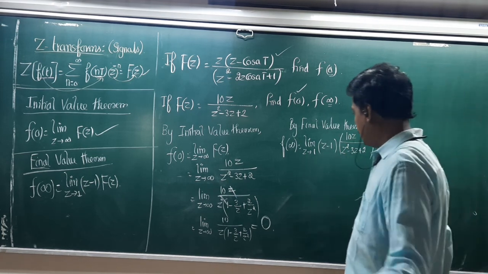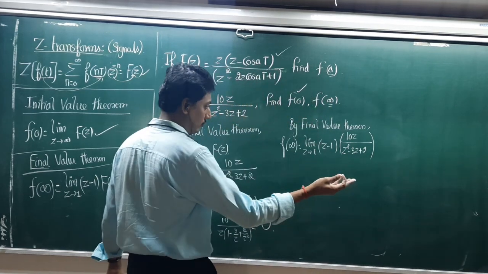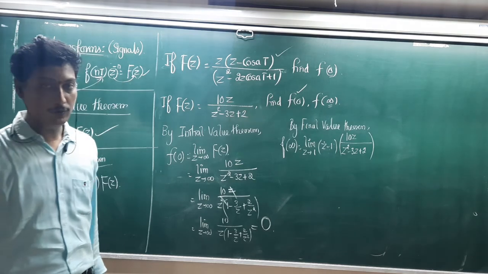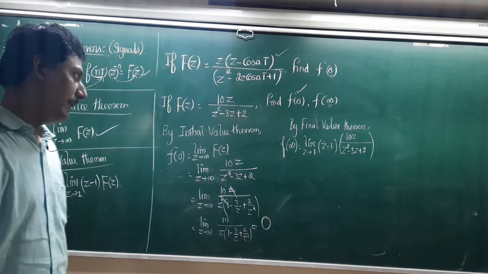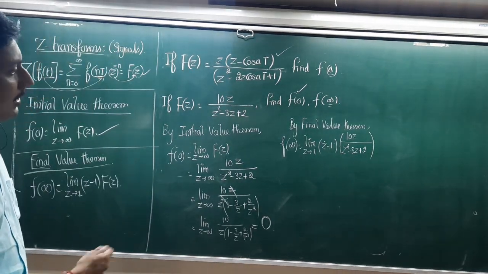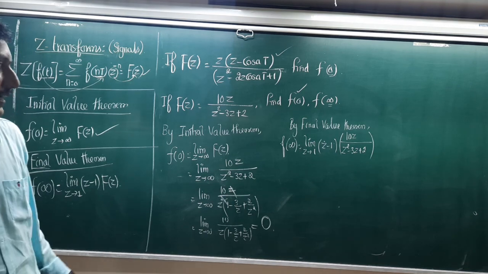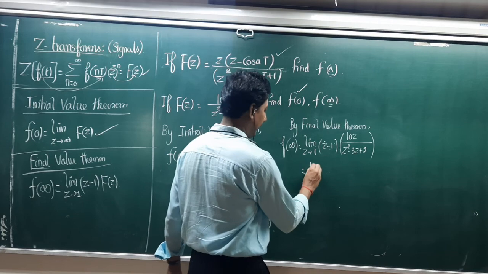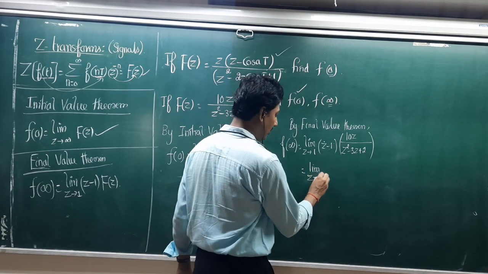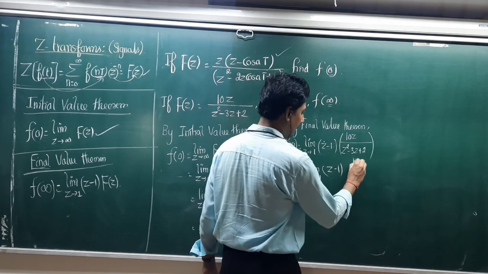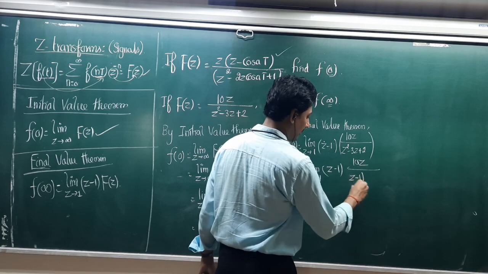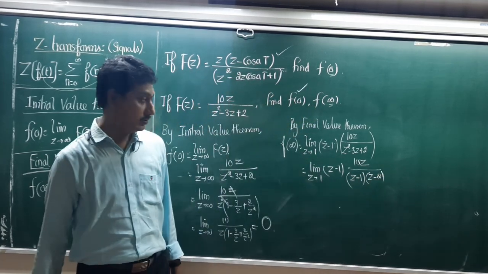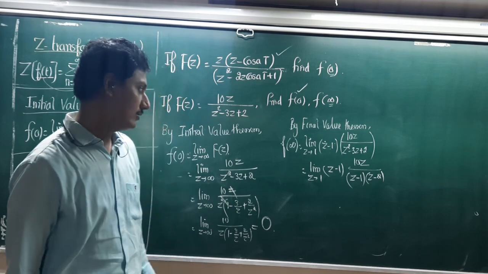So substitute z equal to 1. If you substitute z equal to 1, 1 minus 1 is 0, and 0 times anything is 0. But what I suggest is that you better cancel first, then apply the limit, and you will get the answer. That's the best idea. Before that, I can rewrite the denominator of the given function f of z as 10z by a product of two linear factors, z minus 1 and z minus 2.